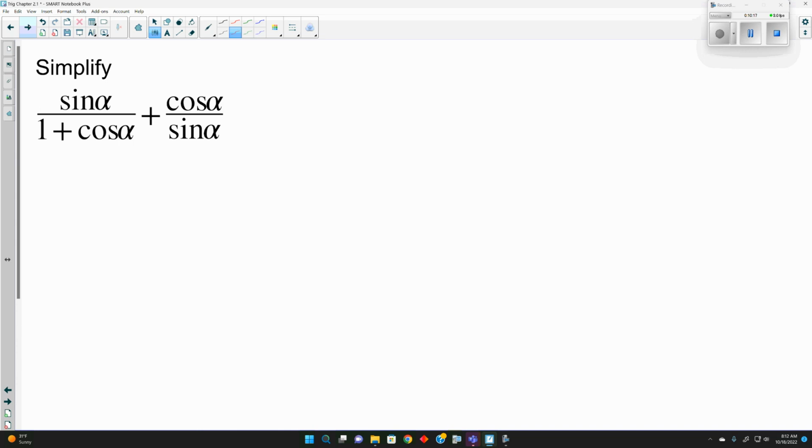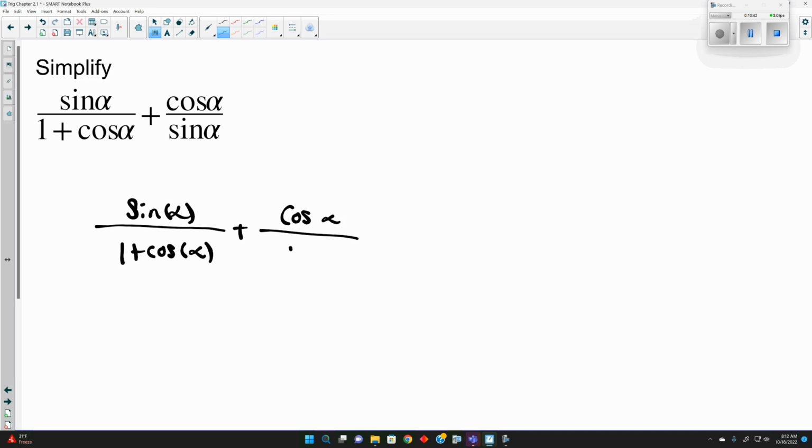Now these here, they want us to simplify. So we have two fractions and we want to add them together. Well, if we're going to add any fractions together, the denominators have to be the same. So sine of alpha, 1 plus cosine alpha, cosine alpha, sine of alpha.